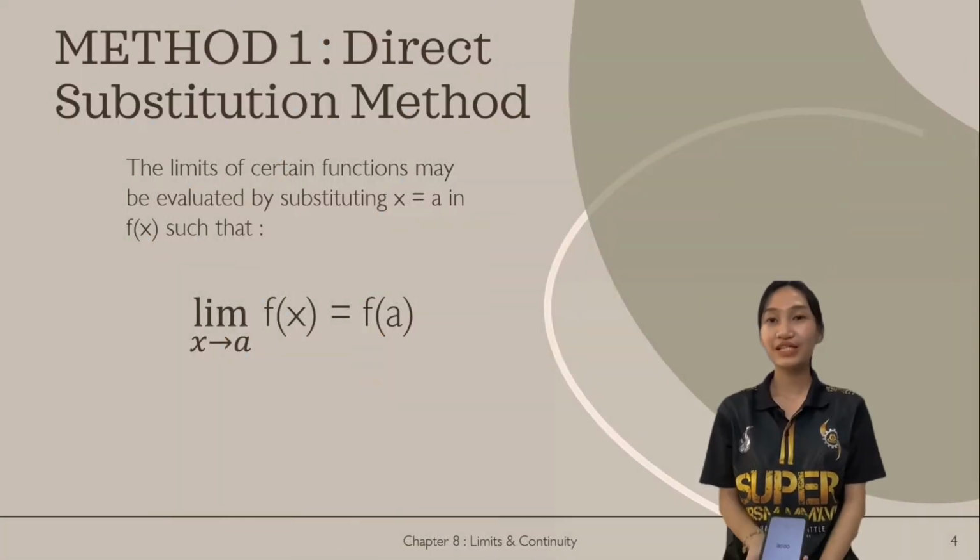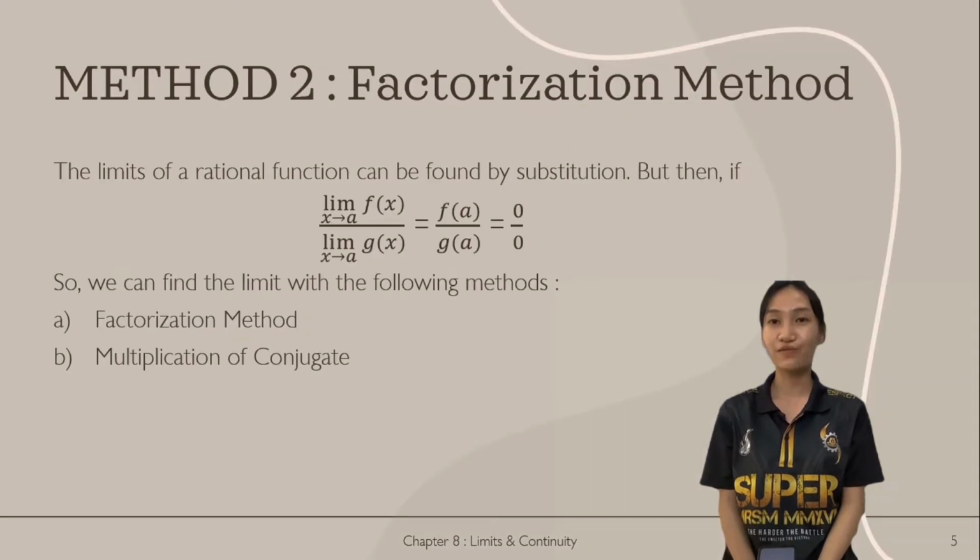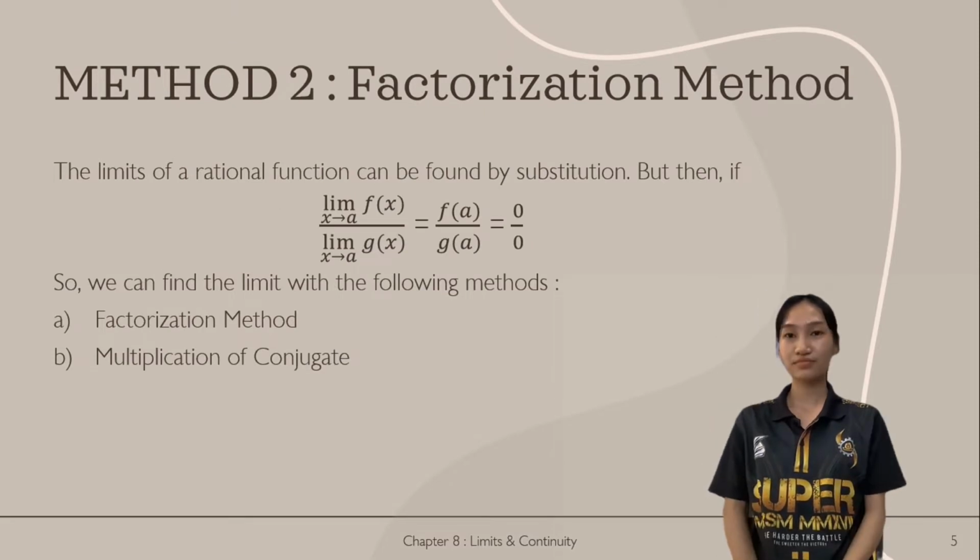First of all, the computation of limits is applying method 1, which is the direct substitution method. For example, the limit of function f(x) when x approaches a is equal to f(a). This means that we will substitute the value of a into x. Next, we will move on to the limit of rational function.